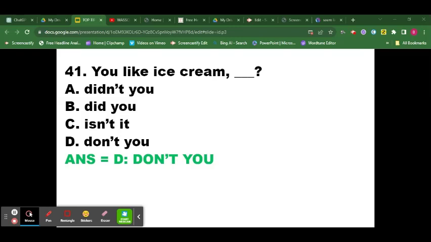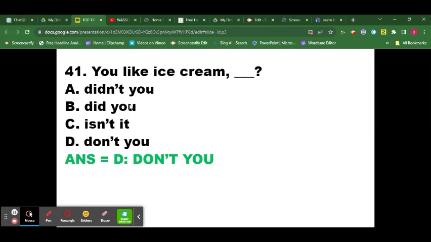Okay. Then the second rule states that the tense of the verb in the statement must agree with the tense of the verb in the tag question. So you like ice cream is in the present tense. So it will be wrong to say didn't you, because didn't you is in the past tense, did you is in the past tense. So those ones are eliminated by virtue of this second rule. So since we have the present tense in the statement, we must also have present tense in the tag, and that is why D is the correct option, don't you?